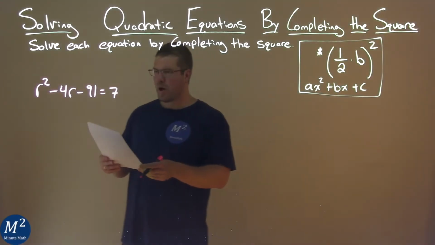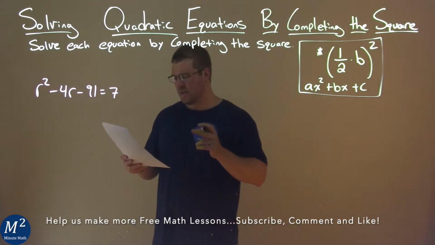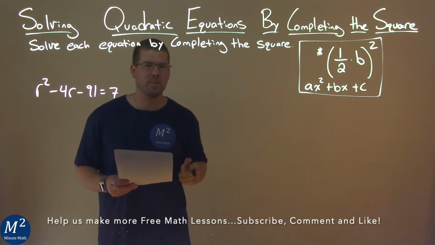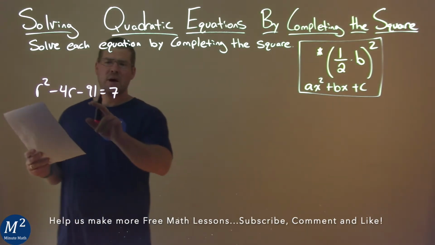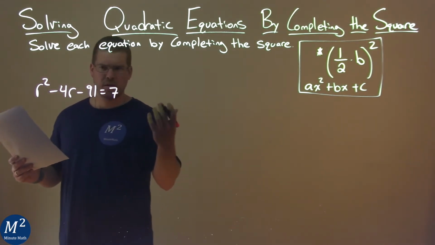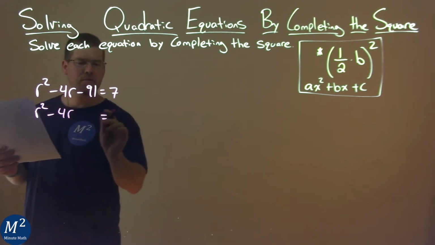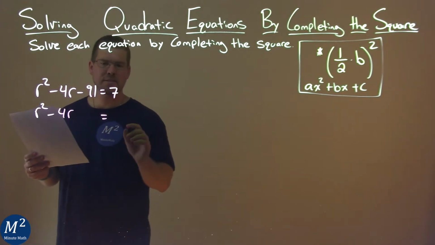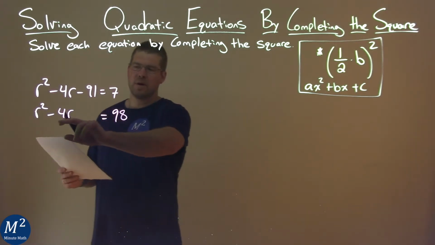We're given this problem right here. r squared minus 4r minus 91 equals 7, and we want to solve this by completing the square. Well, the first thing I'm going to do is I'm going to add a 91 to both sides of the equation. So we have r squared minus 4r equals, I'm going to leave a space, and 91 plus 7 is a 98.